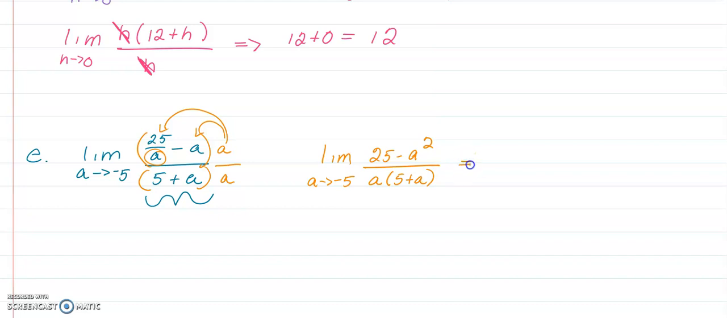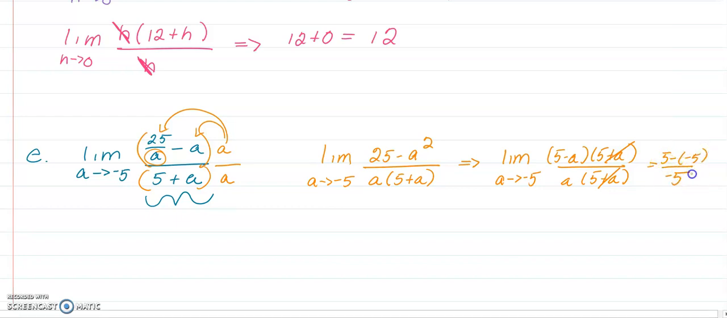I notice my numerator is a difference of squares. So I am going to go ahead and factor. And now I'm happy because this divides to 1. And I can now find that limit. And so I get 10 over -5, which equals -2.